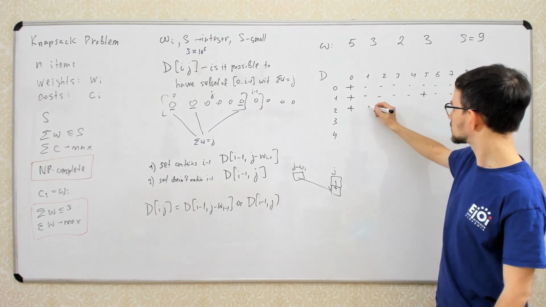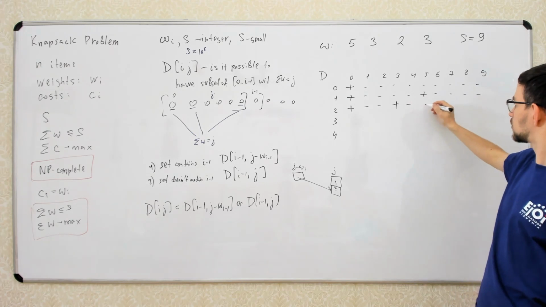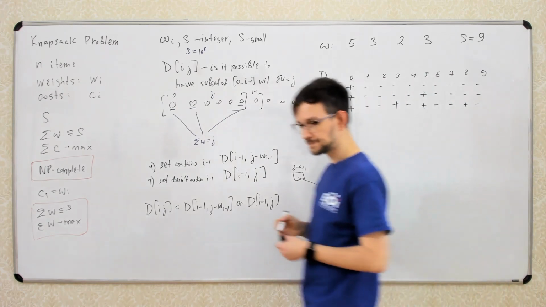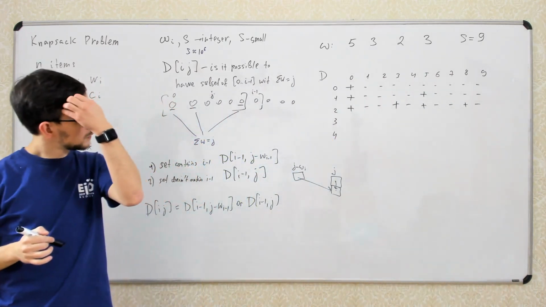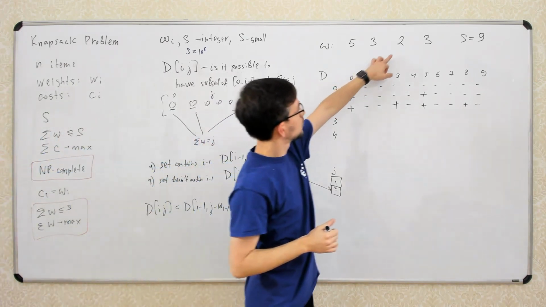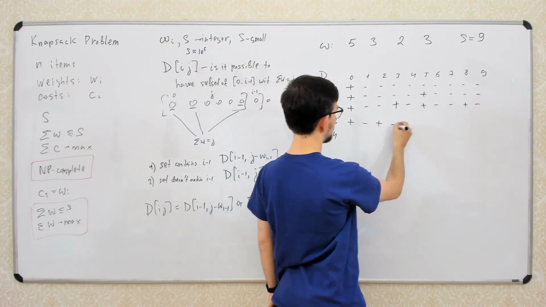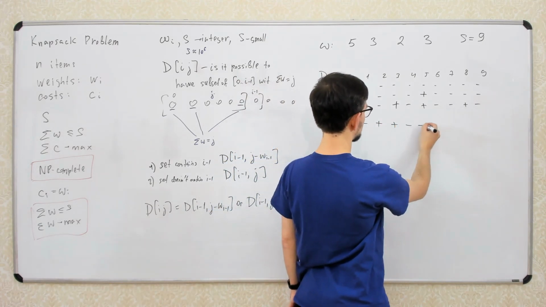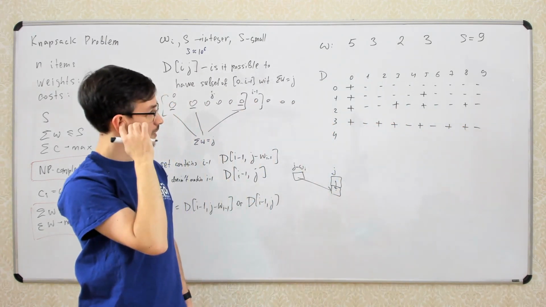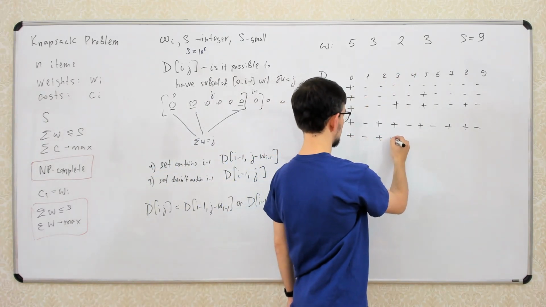So here will be plus, minus, minus. Here will be plus because here is plus. Minus, plus, minus, minus, plus, minus. And so on. We continue the same process. We take the element of weight equal to 2. Do the same here. We get minus, plus, plus. Minus, plus, minus, plus, plus, minus. And the last one here is 3, so we have plus, minus, plus.